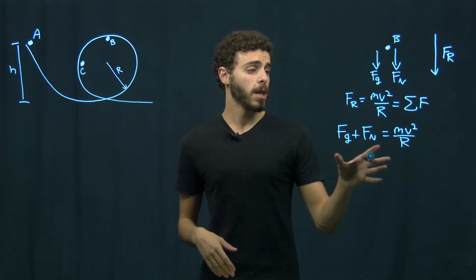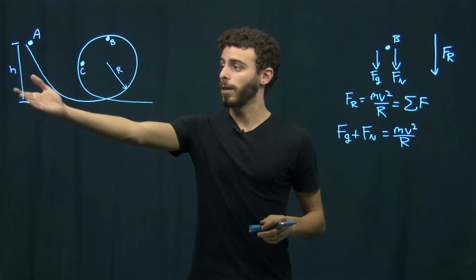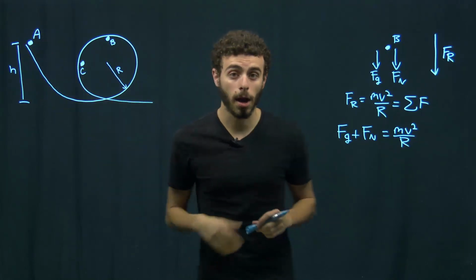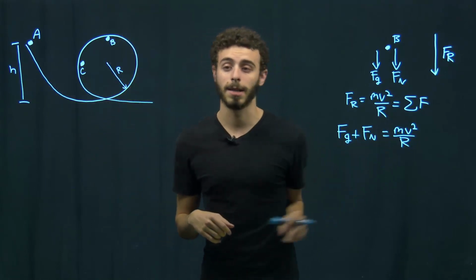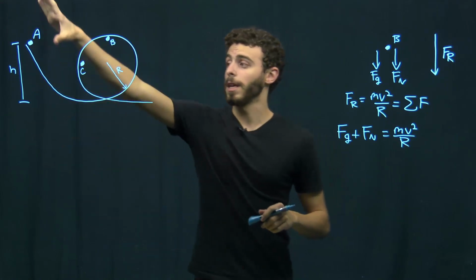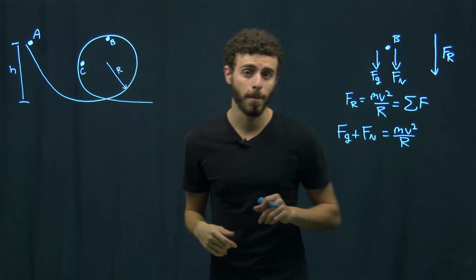A quantity we have in this equation is velocity. And I think it's pretty clear that if the height that the car starts at is lower, it has a lower initial potential energy, and therefore it's going to have less velocity at the top of the loop, if it can reach the top of the loop, of course. So basically, the smaller the height, the lower the velocity the car is going to have at point B.